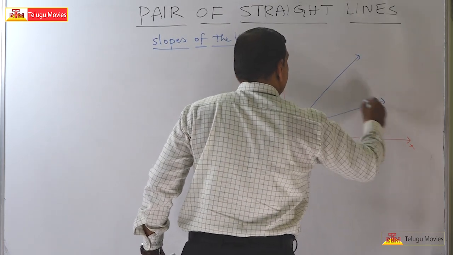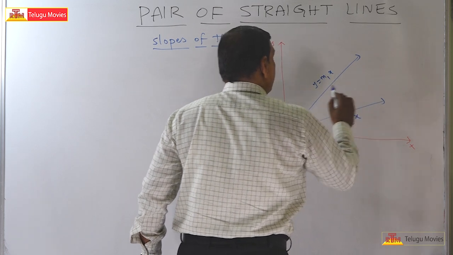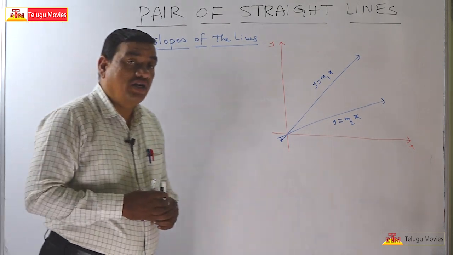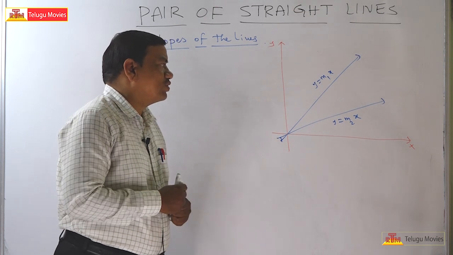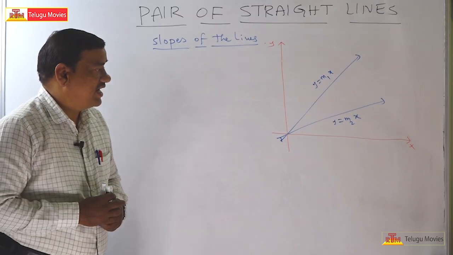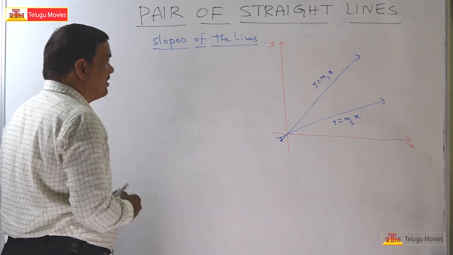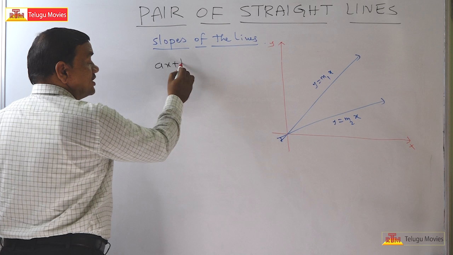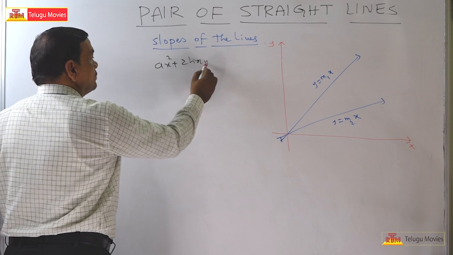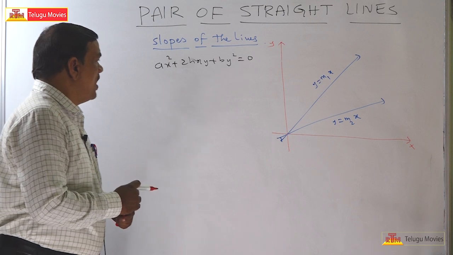So this is the first line, y is equal to m1x. The second one is y is equal to m2x. There are two lines where m1 and m2 are not equal to each other. There are two distinct lines, y is equal to m1x and y is equal to m2x. The slope of the first line is m1, the slope of the second line is m2. Their combined equation is already given: ax square plus 2hxy plus by square is equal to 0.